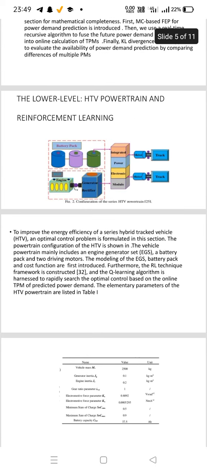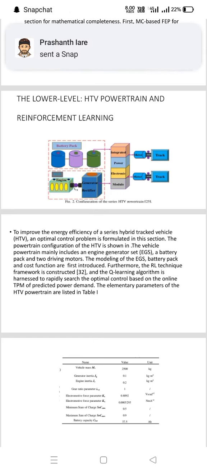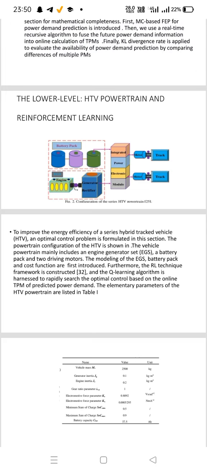To improve the energy efficiency of a series hybrid vehicle, an optimal control problem is formulated in this section. The powertrain configuration of the hybrid tracked electric vehicle: the vehicle powertrain mainly includes an engine generator set (EGS), a battery pack, and two driving motors. The modeling of the EGS, battery pack, and cost function are first introduced. Furthermore, the RL technique framework is constructed and the Q-learning algorithm is harnessed to rapidly search the optimal control based on the online TPM of predicted power demand.